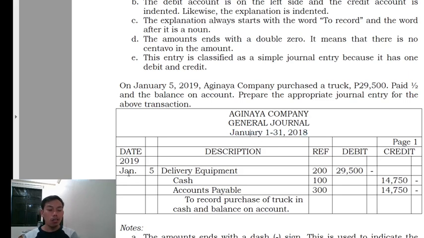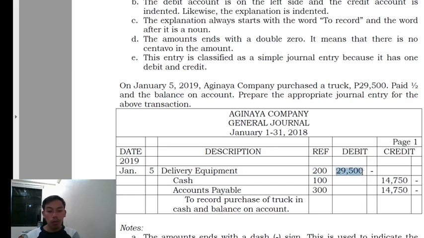So, date, ayun, January 5, kasi this happened on January 5. So, bumili daw tayo ng truck. Ano yung truck? The account title for that, delivery equipment, kasi meron din tayong office equipment. What if may computer tayo sa table, o ginagamit natin sa office, o the office equipment. What if ginagamit natin yung truck pang deliver? Pwedeng delivery equipment.